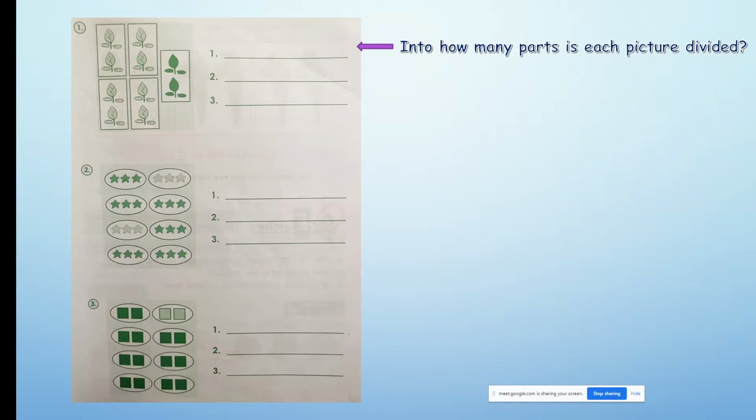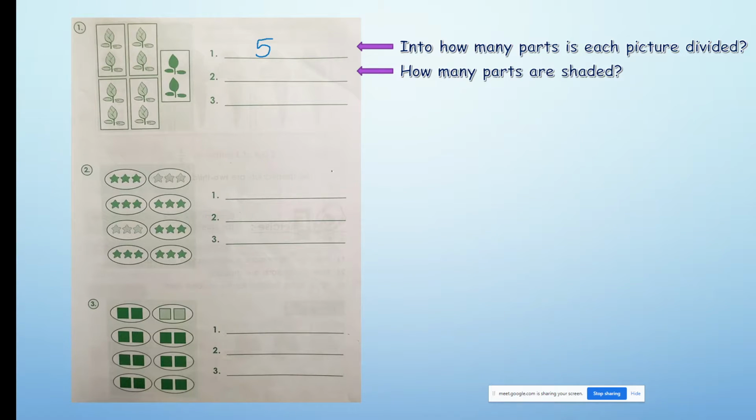You have 1, 2, 3, 4, 5, 6, 7, 8, 9, 10. You have 10 flowers. But you will not count the flowers anymore. You will count the groups. You have 2 flowers in each group. How many groups are there now? You will not say 10 anymore. You will count the parts. 1 part, 2 parts. So how many parts are there? 5 parts, yes. You will count the groups.